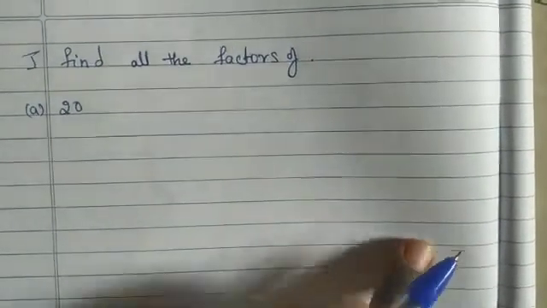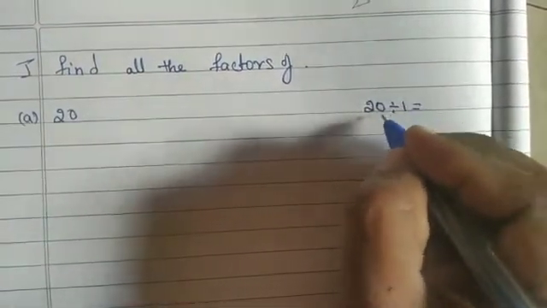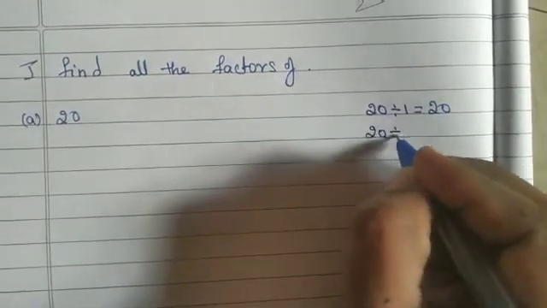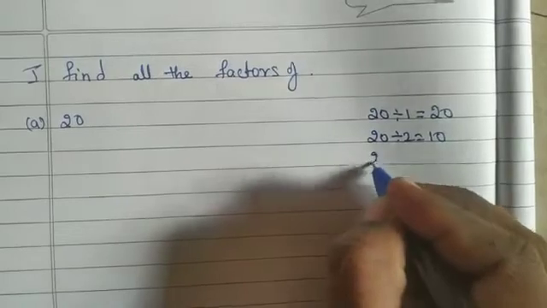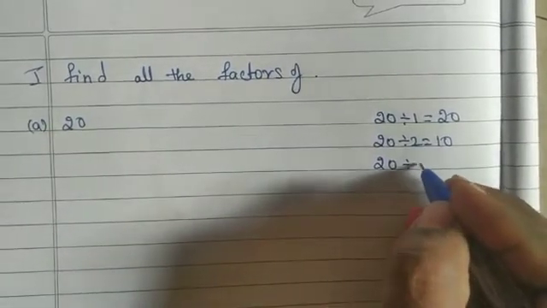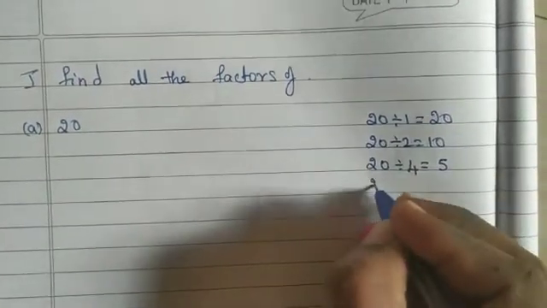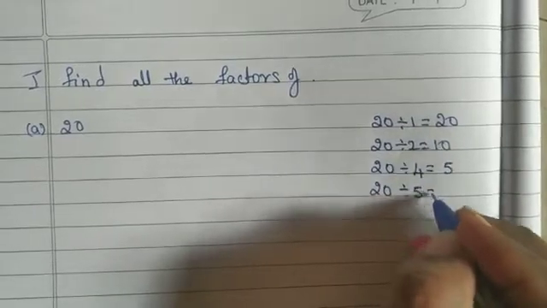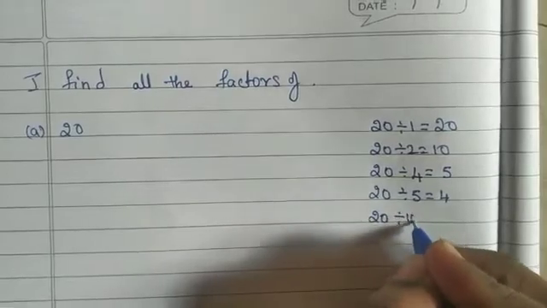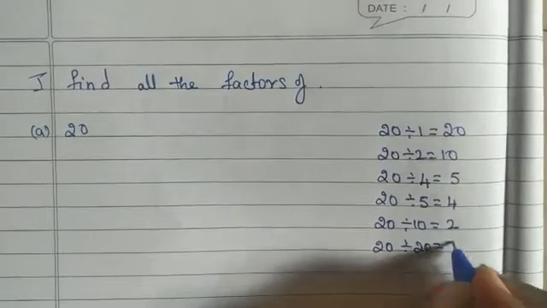20 divided by 1, we get 20. 20 divided by 2, we get 10. 20 is not divisible by 3, so we go to the fourth table. 20 divided by 4 equals 5. 20 divided by 5 equals 4. 20 divided by 10 equals 2. 20 divided by 20 equals 1.